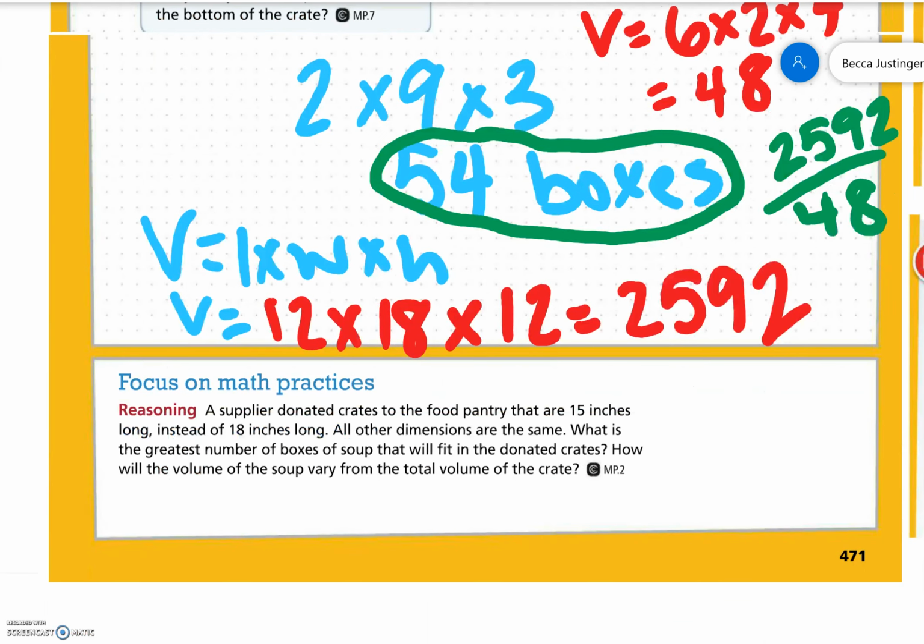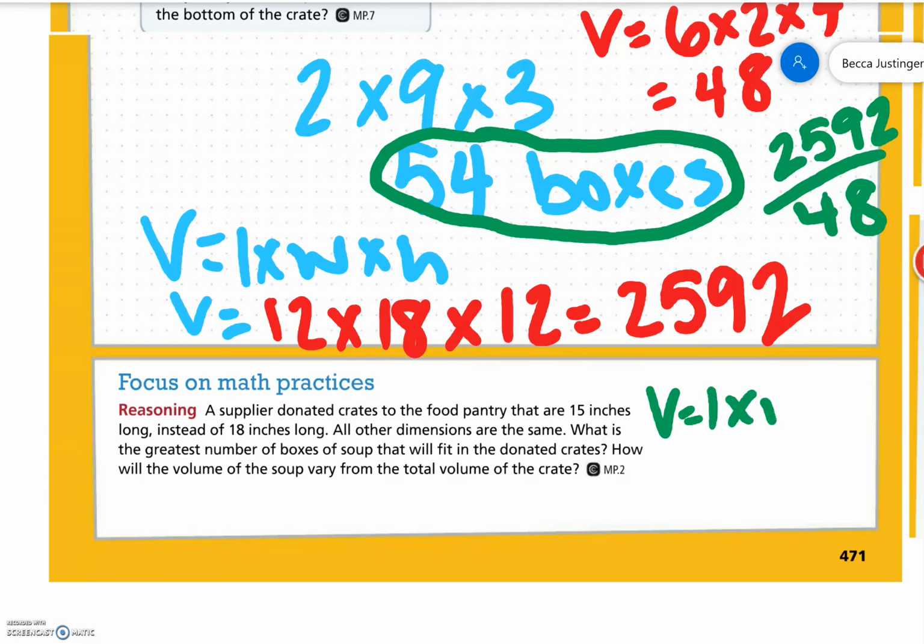Focus on math practices. A supplier donated crates to the food pantry that are 15 inches long instead of 18 inches long. All other dimensions are the same. What is the greatest number of boxes of soup that will fill the donated crates? How will the volume of the soup vary from the total volume of the crate?